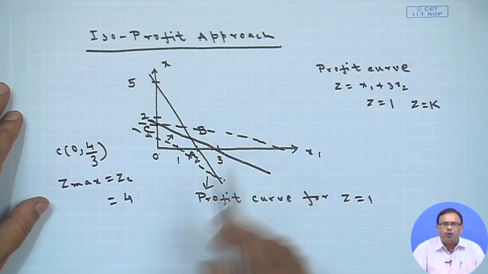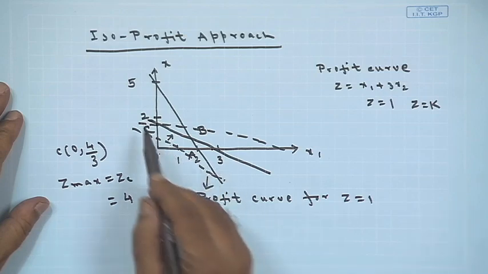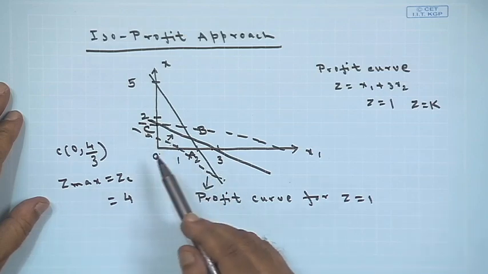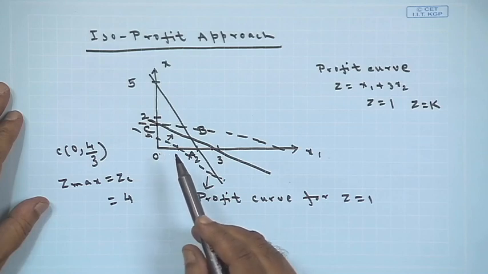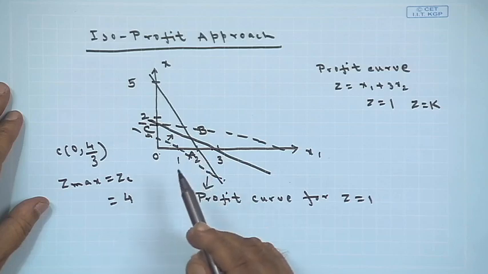Similarly, if you want to use the isominimum approach, that is for a minimization problem, the profit curve should move towards 0. Please note this. For a maximization problem, the profit curve should move away from 0, whereas for a minimization problem it should move towards the origin, so that you can obtain the minimum value of z. I hope it is a little bit clear to you. Let us take one more problem in this direction, so that it becomes easy for us.